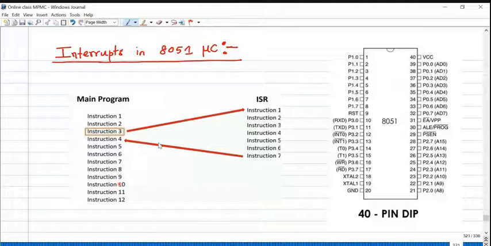Already in unit 1, in the 8085 microprocessor, we discussed what is the meaning of interrupts and how the 8085 microprocessor handles the interrupts. Now we will discuss interrupts in 8051 microcontroller. So what do you mean by interrupt first?